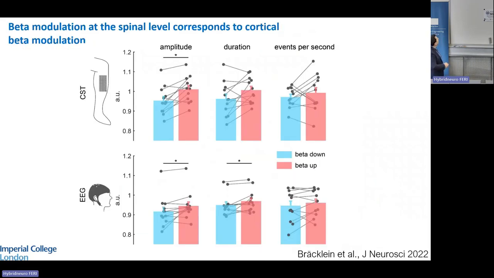And so that means that if you ask the subject to modulate, through the CST, the cumulative spike train, the amplitude, the duration, and the number of bursts per second in the beta, you have similar changes in most of these features in the EEG. So the EEG is driving that beta, and you pick it up from the motor neurons.